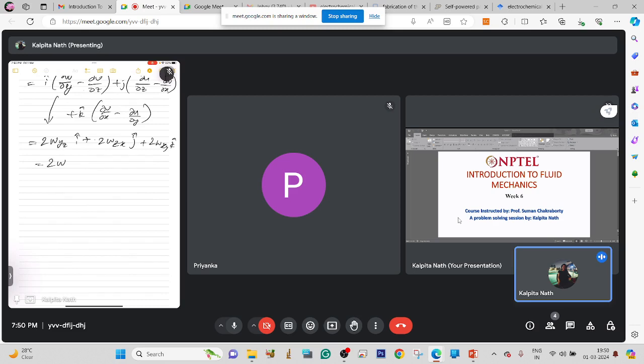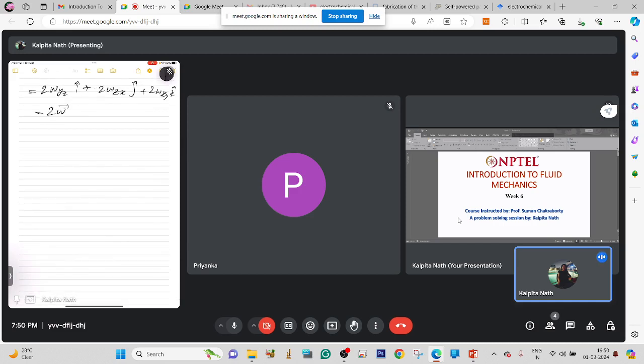So this is 2w vector. If we want to get a real feel of what vorticity is, vorticity is basically what? Vorticity is the local rotation of a fluid element. That means it will tell us whether a fluid is spinning or not.